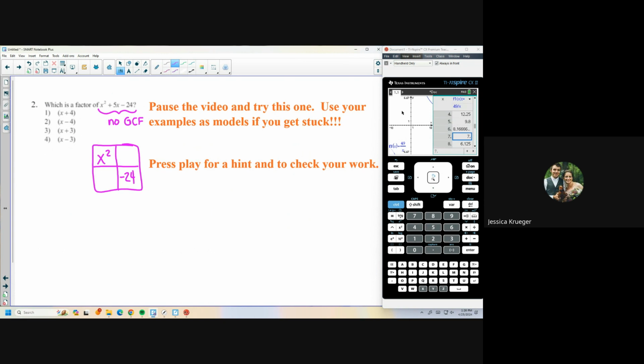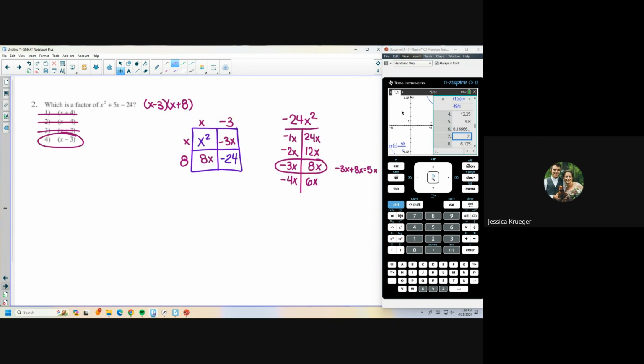Now I'm going to show you the solution. So if you haven't tried this, pause it and give it a try. Here's your solution. And they're just looking for which of the following is a factor. So they're not listing both. We can find both factors, and then I just need to see which one shows up in my answer choices.